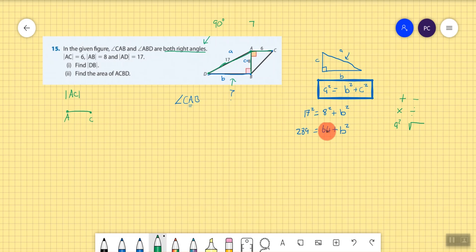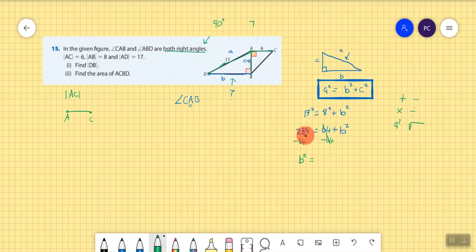Basically what we want to do is turn this 64 to 0. So what we can do is minus 64. And if I minus 64 on this side of the equal sign, I have to do exactly the same on the other side. You can think of it like a balance. If I take 64 off this side, I have to take 64 off this side in order for both sides to remain equal to each other. So plus 64 minus 64 will cancel out, and you'll be left with, I'm just going to write this over here, turning it around, B squared is equal to 289 minus 64.